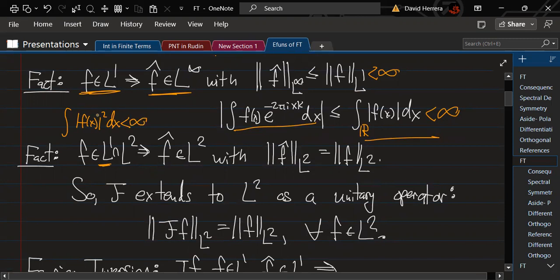So it's square integrable. If you assume that f is in L1 and L2, then not only is its Fourier transform in L infinity, that's from up here, because it's in L1, but because it's in L2 as well, its Fourier transform will be in L2. And with the convention of the Fourier transform that we chose, its Fourier transform will have the same L2 norm as the function.